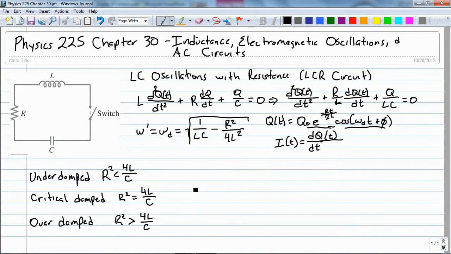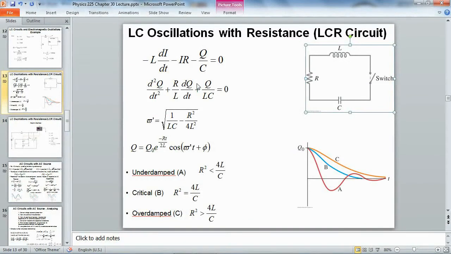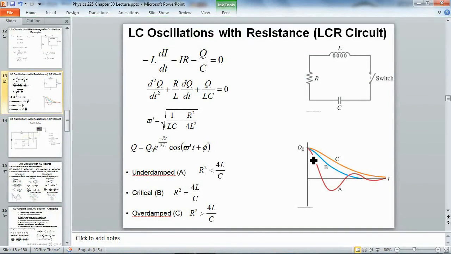And we still have the same graph as we had, and I forgot to copy it over, but we can look at it in the presentation. So here, this looks exactly like the same graph that we had previously for the underdamped case, the critically damped, and the overdamped. These all have the same definitions as we had for the spring.